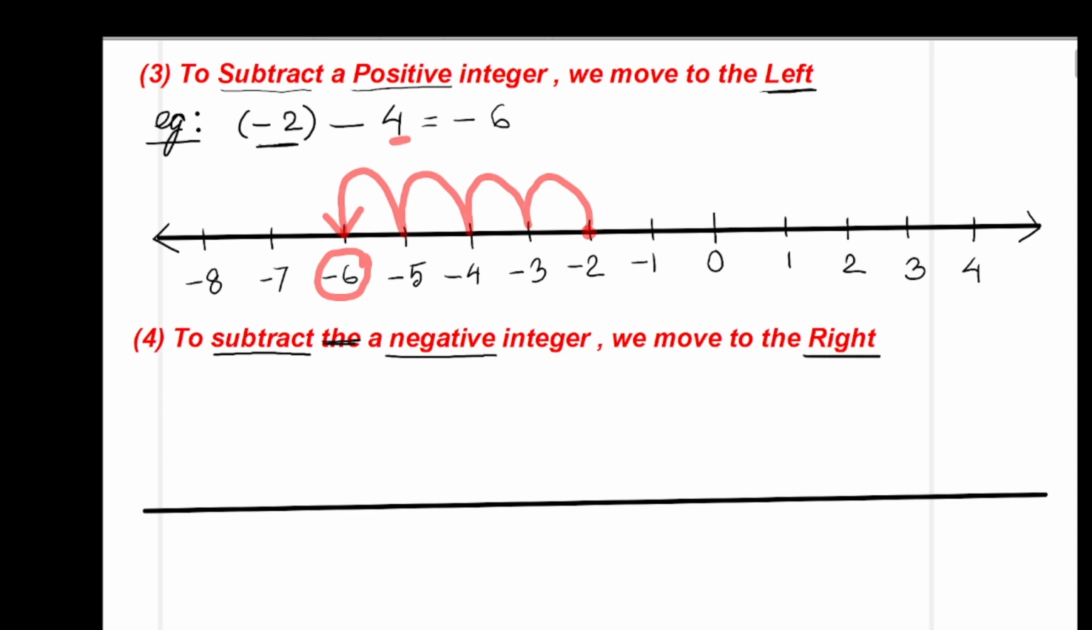Okay, similarly the fourth one: to subtract a negative integer, we move to the right. Okay, we have to move towards right. So for example, 7 minus -2. Here -2 is the negative. What is given? To subtract a negative, we have to go towards right.